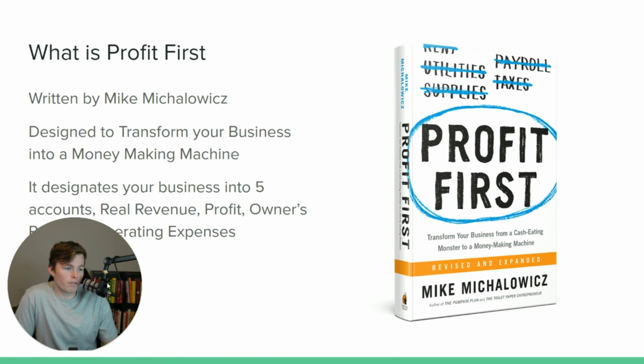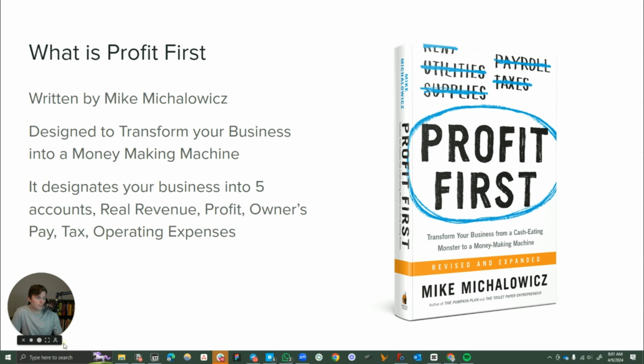So what is Profit First? Profit First was written by Mike Michalowicz. Basically it's designed to make your money into a cash flow machine. The idea is you're going to designate your business into 5 accounts. The first is your real revenue account. 100% of your money goes into there. There are no expenses in that account. All the income goes in there, all your carrier contracts, everything like that. Then you can see exactly how much money is coming into your business all the time.